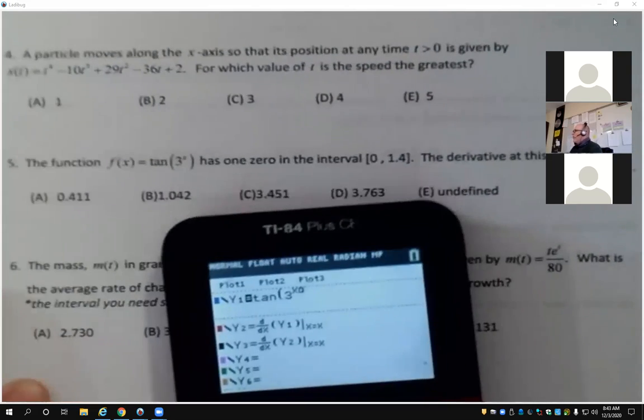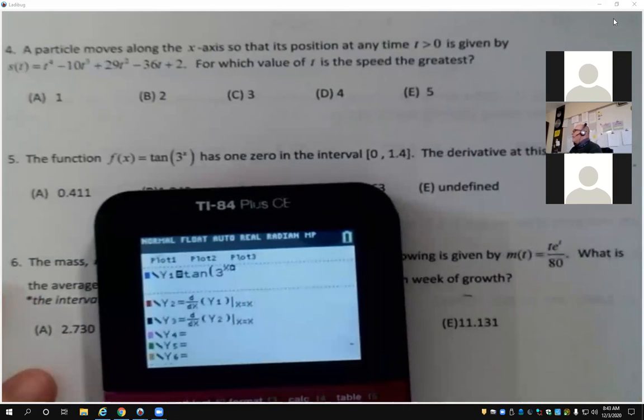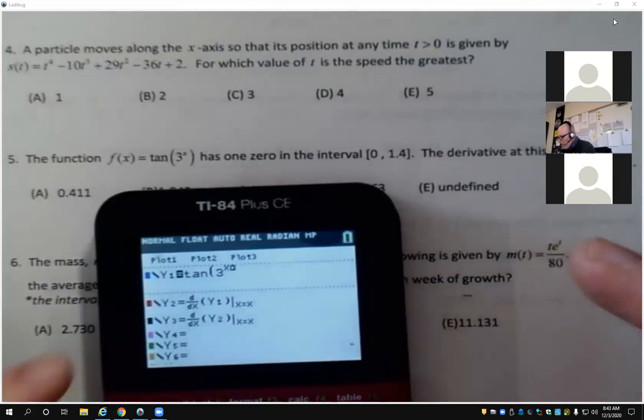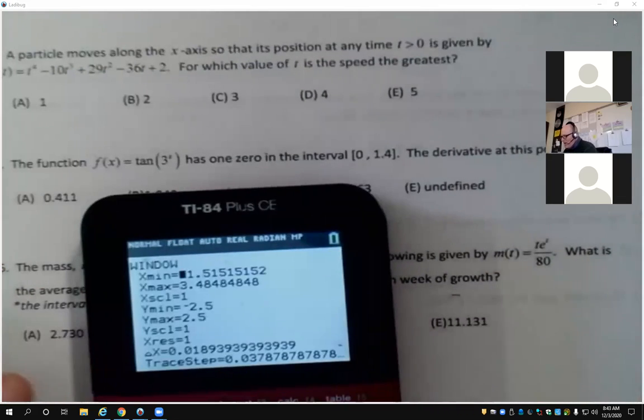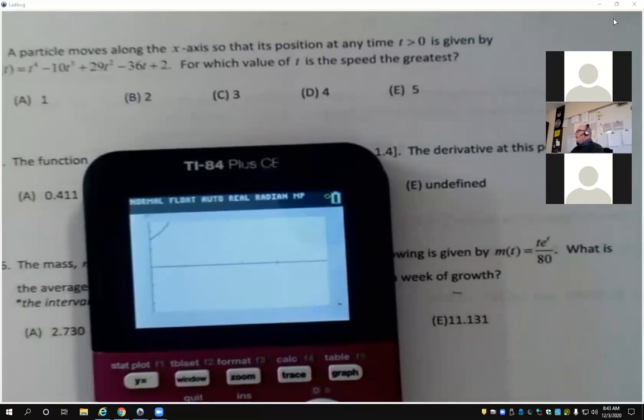All right, so number 5 says we have the function tan 3x has a 0 on the interval 0 to 1.4. So obviously I want to change my window so I only see 0 to 1.4. I don't want to see anything else. So I graph it. And it looks like this.